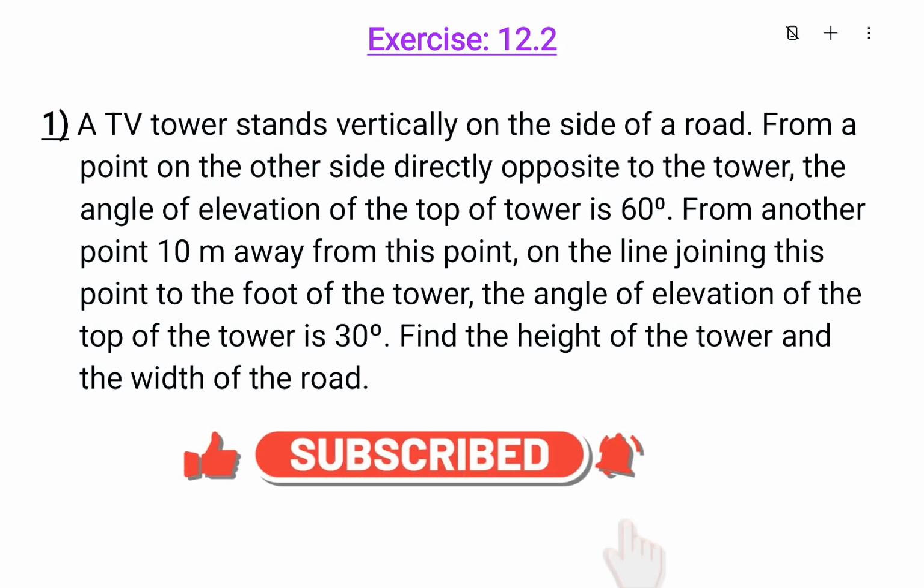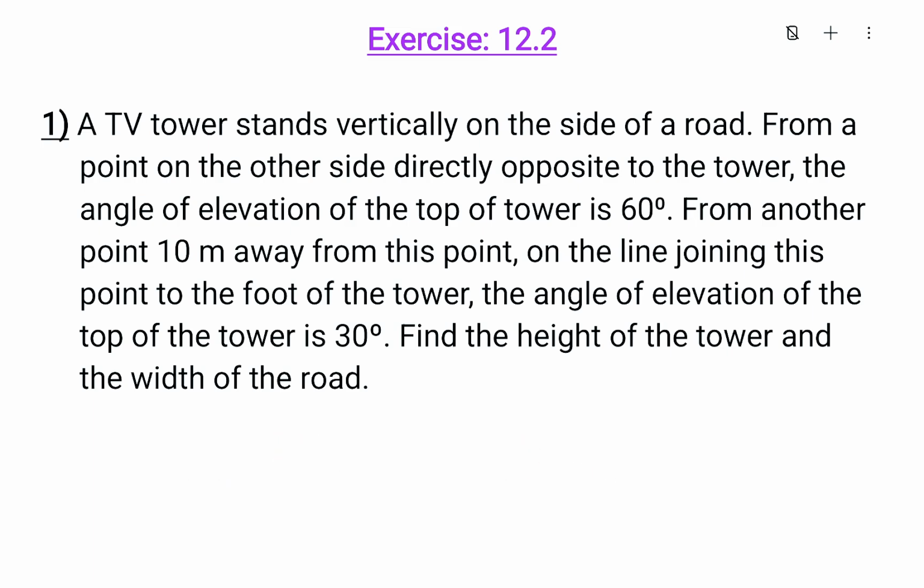I am Lakshmikant. Today I am going to explain about application of trigonometry, exercise 12.2, first problem. A TV tower stands vertically on the side of a road. From a point on the other side directly opposite to the tower, the angle of elevation of the top of the tower is 60 degrees. From another point 10 meters away from this point, on the line joining this point to the foot of the tower, the angle of elevation of the top of the tower is 30 degrees. Find the height of the tower and width of the road.